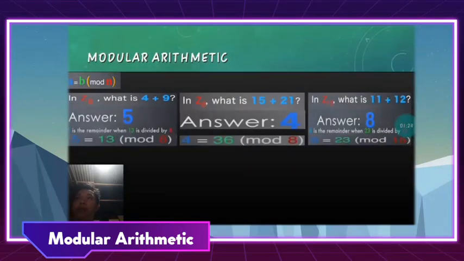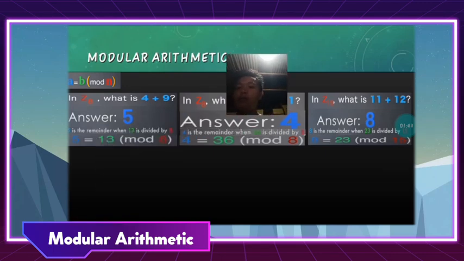In Z sub 15, meaning if we are going to divide by 15, what is 11 plus 12? That is 8. It's because 8 is the remainder when we divide 23 by 15. So we may write 8 is equal to 23 modulo 15.